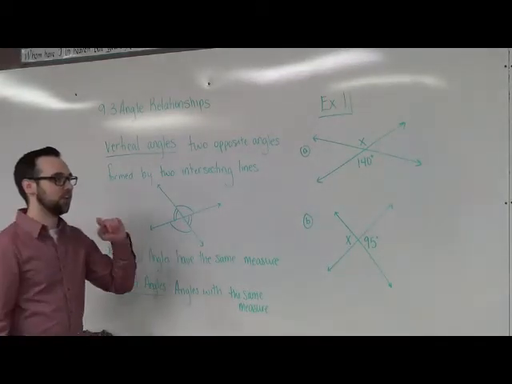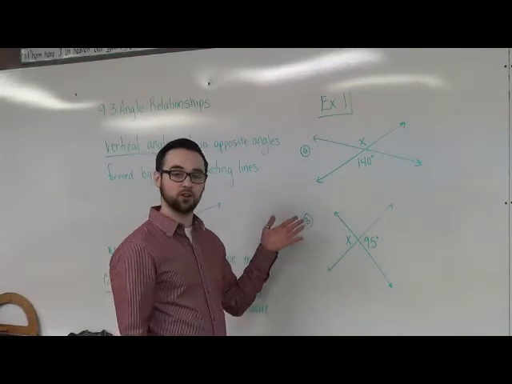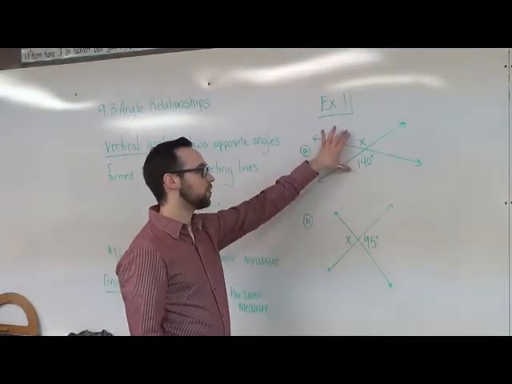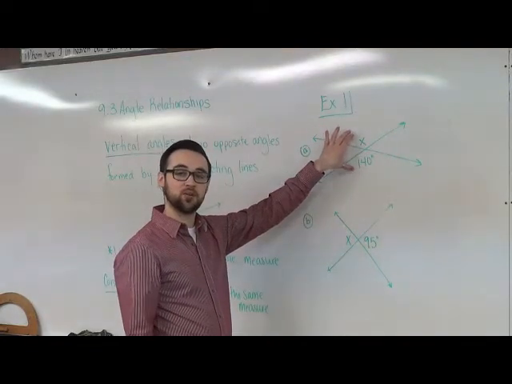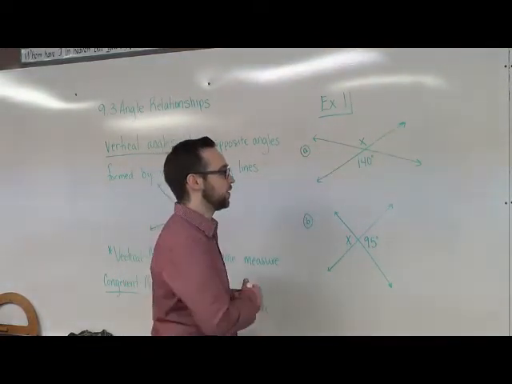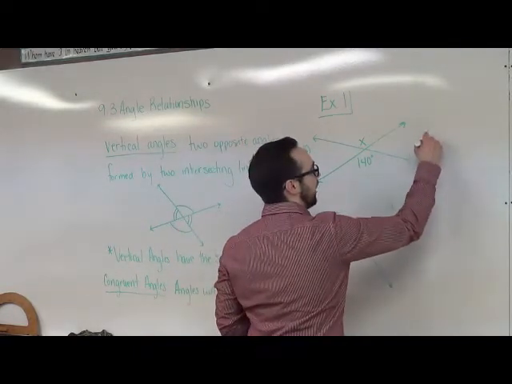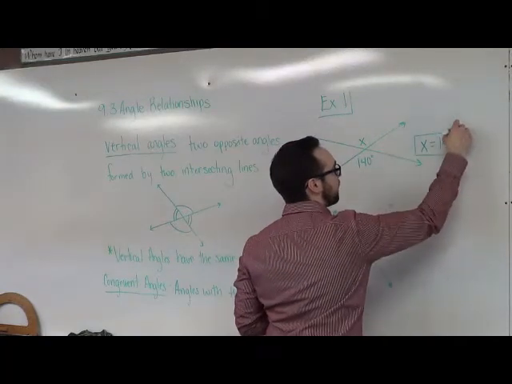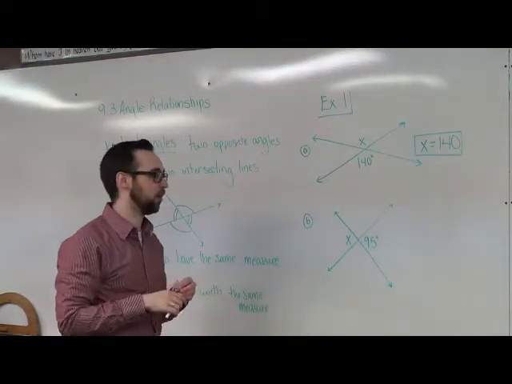So let's take a look over here. They just want us to practice using vertical angles. So if I have 140 here and X is here, what do we know about these two? They're vertical angles, because notice they're across from one another, formed by lines. So what's X equal to? X is going to be equal to 140. It's the same as its vertical angle counterpart.